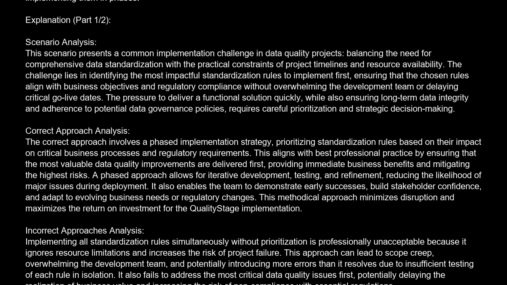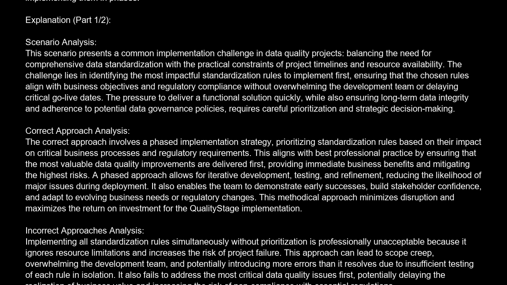This aligns with best professional practice by ensuring that the most valuable data quality improvements are delivered first, providing immediate business benefits and mitigating the highest risks. A phased approach allows for iterative development, testing, and refinement, reducing the likelihood of major issues during deployment. It also enables the team to demonstrate early successes, build stakeholder confidence, and adapt to evolving business needs or regulatory changes. This methodical approach minimizes disruption and maximizes the return on investment for the QualityStage implementation.